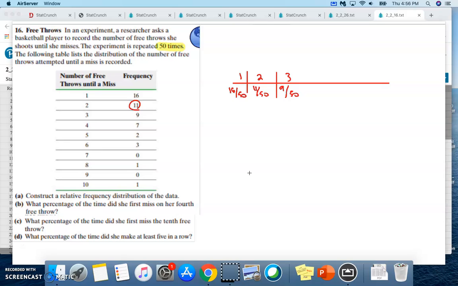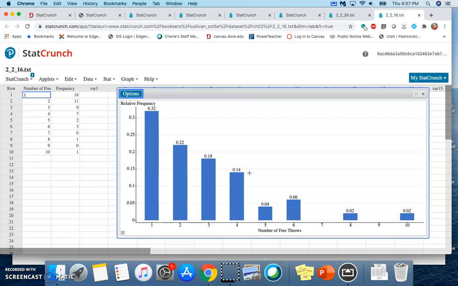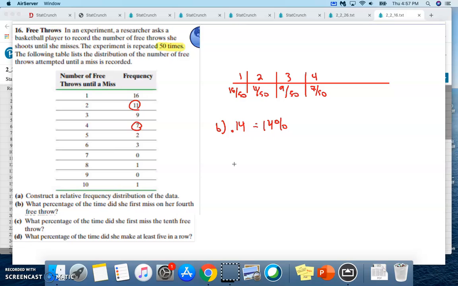Part B: what percentage of the time did she miss on her 4th free throw attempt? That was 7 out of 50, which is 0.14 or 14%. And you can see over here 0.14 is on our relative frequency graph at the value of 4.